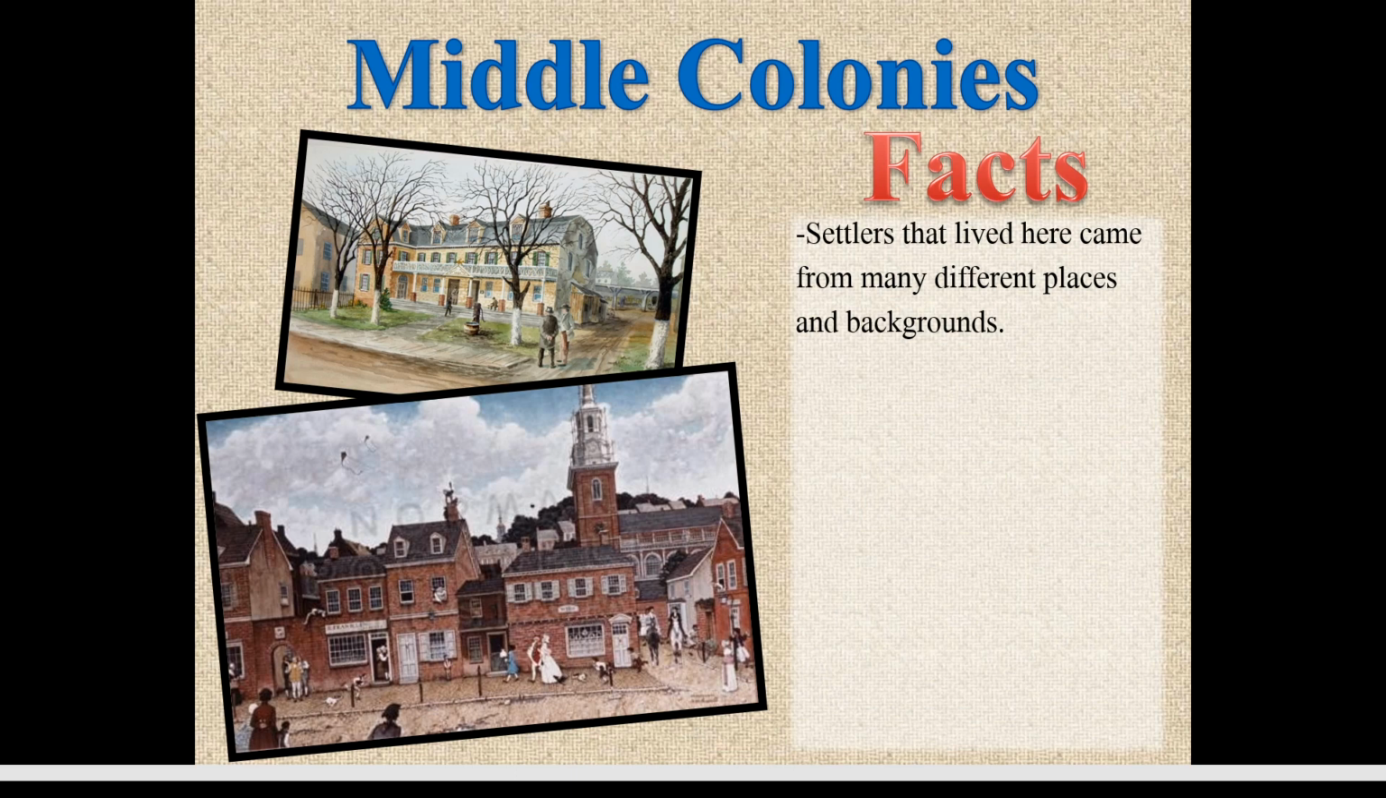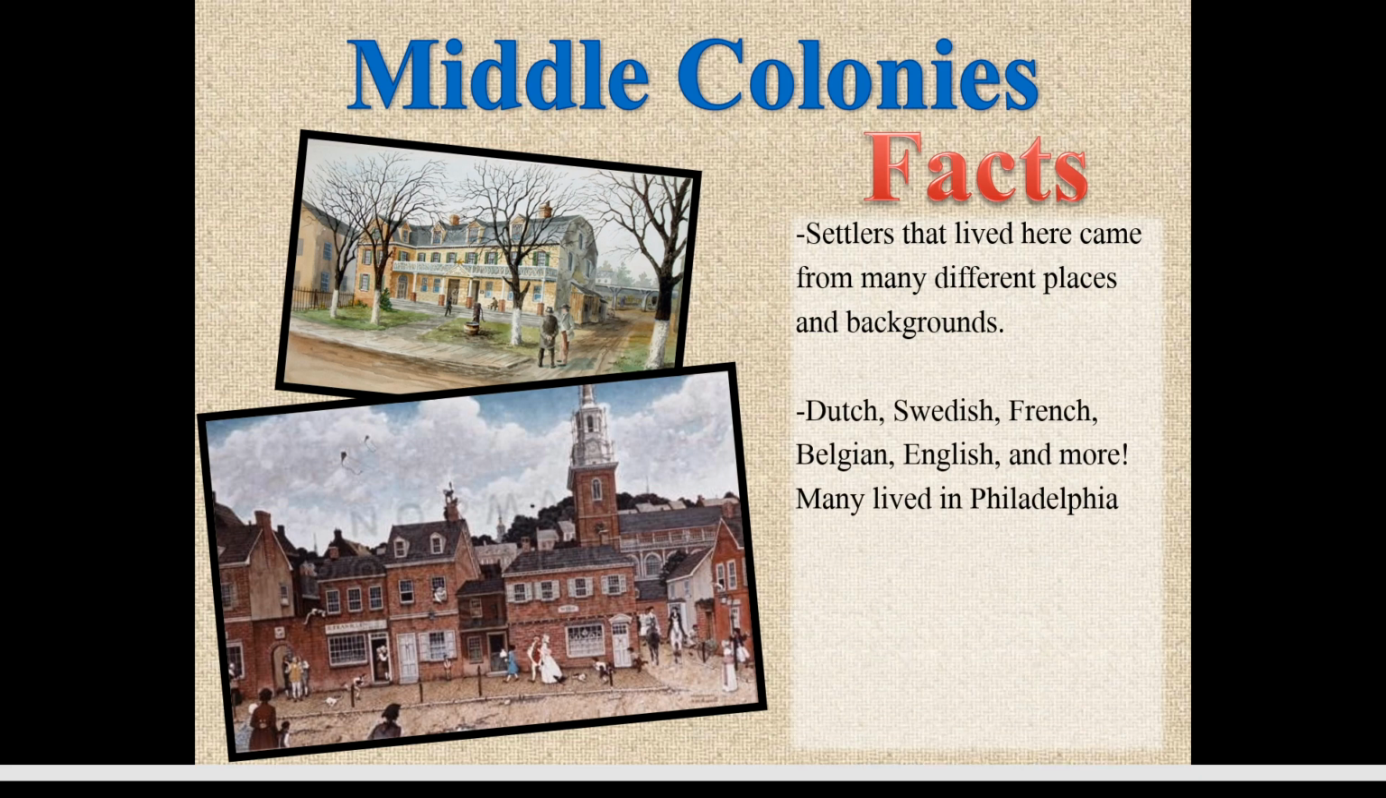And here we have more facts. The first fact we have: settlers that lived here came from many different places and backgrounds, all right? That's why I said that the middle colonies were very diverse. So these were Dutch, Swedish, French, Belgian, English, and more, all right? They were living mainly in Philadelphia. So a lot of European people came to America and they settled in Philadelphia.